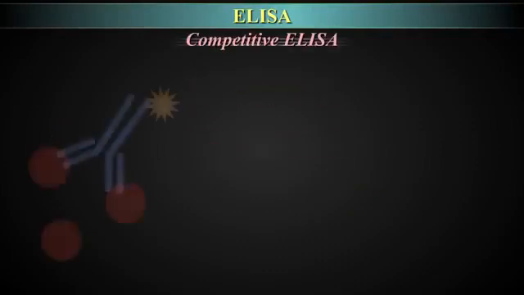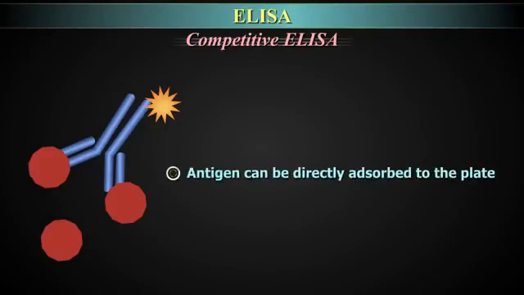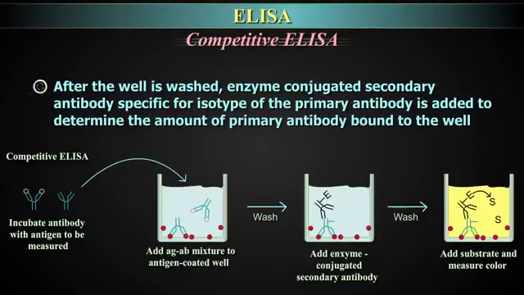Competitive ELISA. It is similar to a direct ELISA in that antigen can be directly adsorbed to the plate. However, the detecting antibodies are pre-incubated with samples containing unknown amounts of antigen. After the well is washed, enzyme-conjugated secondary antibody specific for isotype of the primary antibody is added to determine the amount of primary antibody bound to the well.